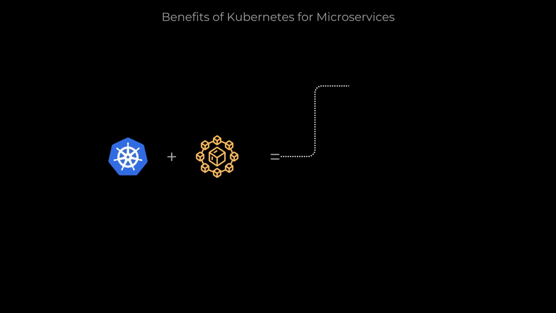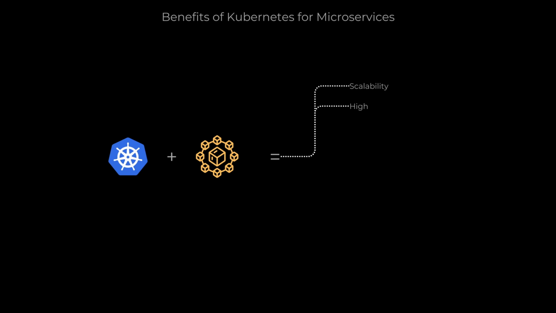Talking about scalability, one of the key benefits of Kubernetes for microservices is its scalability. With Kubernetes, you can easily scale your microservices up or down based on demand. This means that as your application grows and more users access your microservices, Kubernetes can automatically handle the increased workload by deploying additional instances of your microservices.